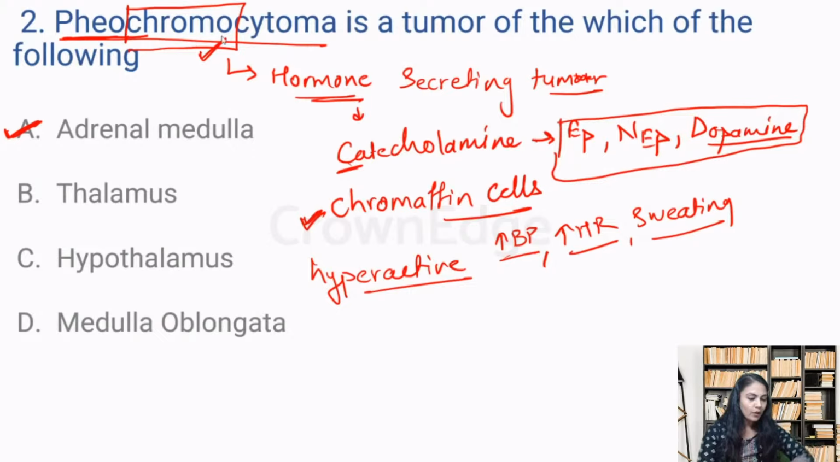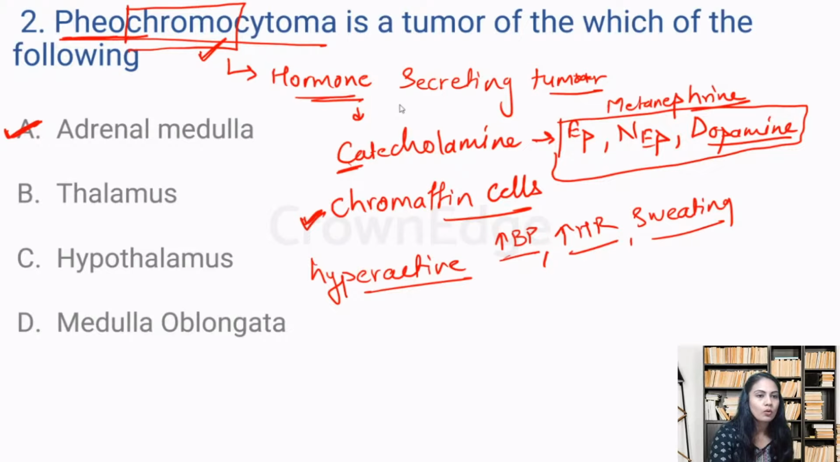Now, remember, pheochromocytoma is diagnosed especially on CT scan and via biochemical tests. What you're going to do is take a blood sample and check the levels of epinephrine, norepinephrine, and dopamine, and that is known as the metanephrine test. So just remember that metanephrine word. Ephrine is there, so you'll easily identify that this is nothing but the function of the adrenal medulla, none other than the adrenal medulla.